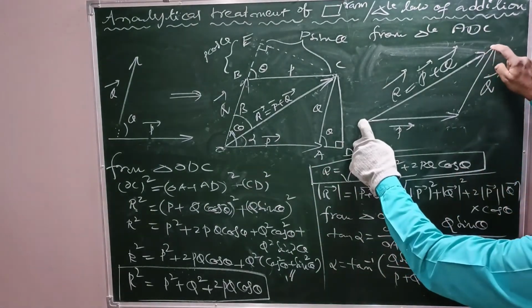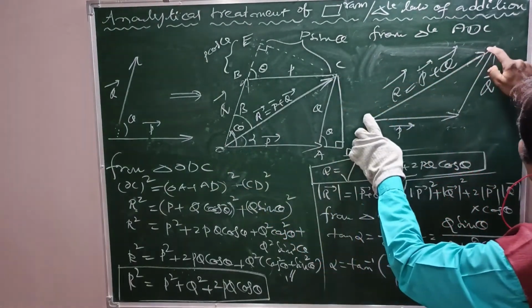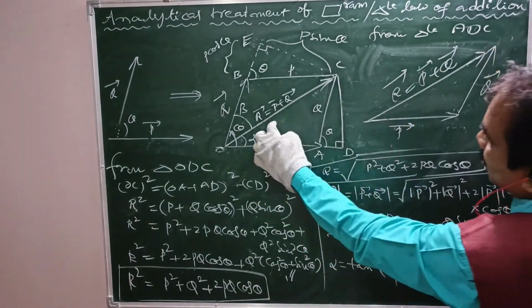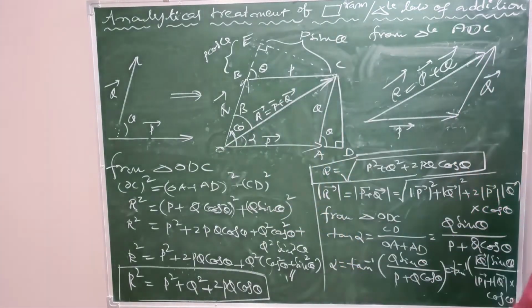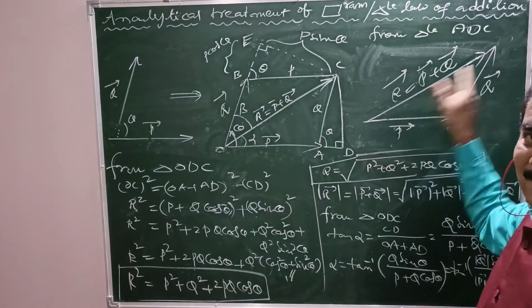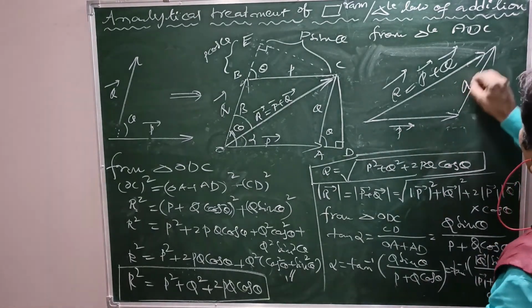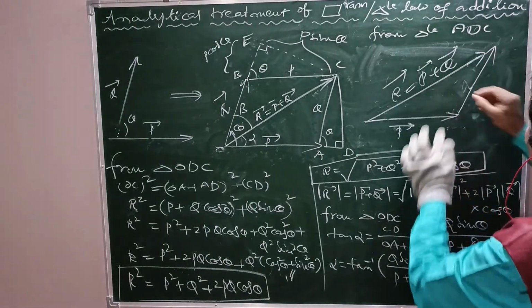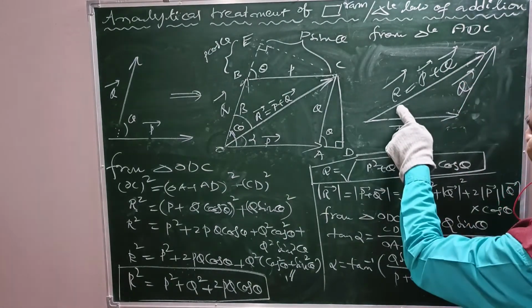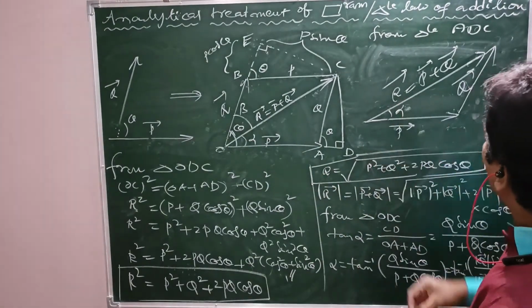See, the length of this vector is the same as that of this vector. The direction of this vector is also the same as that of this vector. In that case, the diagonal; in this case, the closing side taken in the reverse order is the resultant. Am I right? Now, what is the angle made by R bar with P bar here? Alpha. So this is alpha.